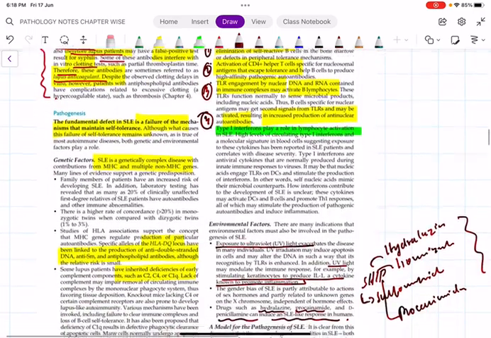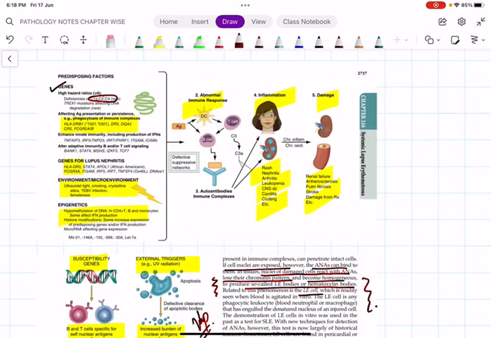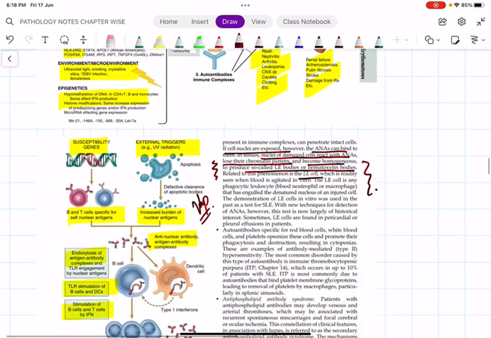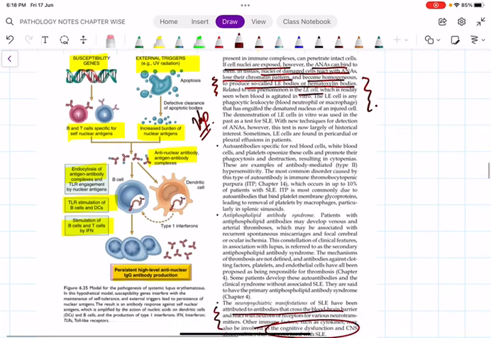Then pathogenesis: genetic factors, immunological factors, environmental triggers. So this is again the pathogenesis. Remember HLA-DRB1, HLA-DR3, DR3 and DQA2. Then ultraviolet light, smoking, Epstein-Barr virus infection. Then see, this is the model I told you: repeated activation of the T cells, interferon gamma, everything causes hyperproduction of immunoglobulin against the antinuclear antigen.